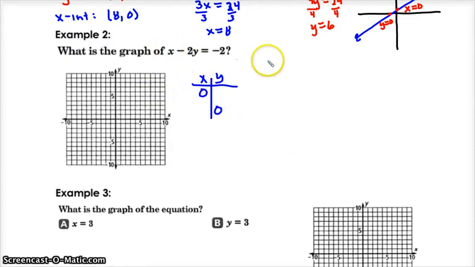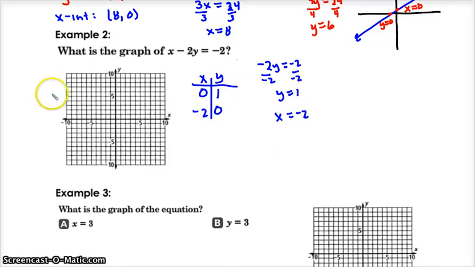If I plug in 0 for x, I'm left with negative 2y equals negative 2. If I divide both sides by negative 2, y now equals 1. Now I flip it around. If I plug in 0 for y, I'm left with x equals negative 2. No further work needs to be done because I know x equals negative 2.